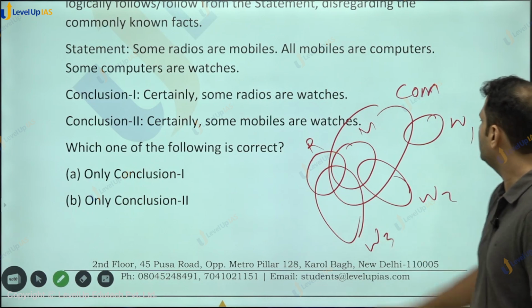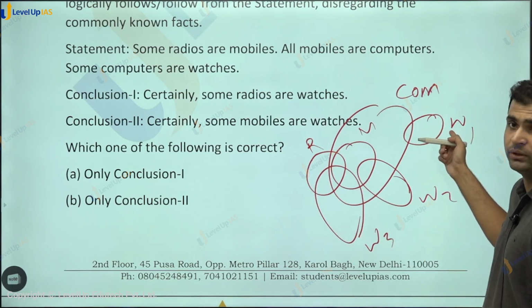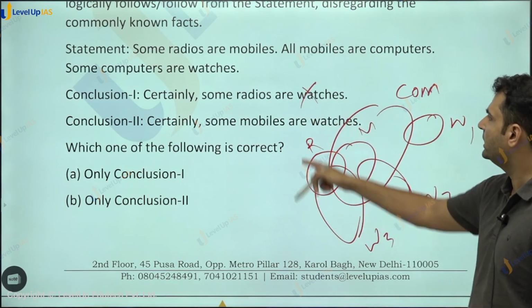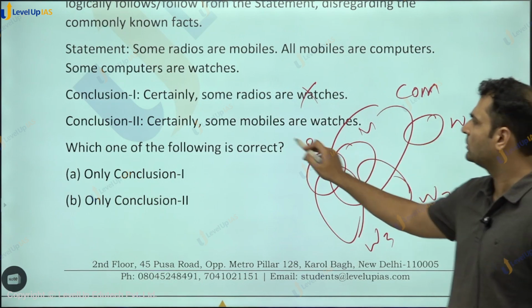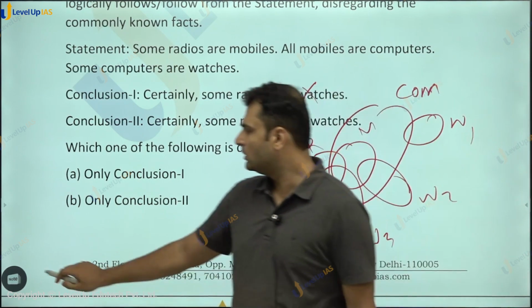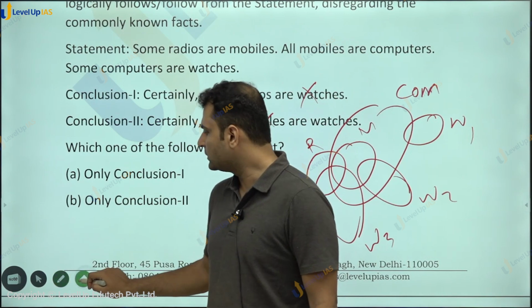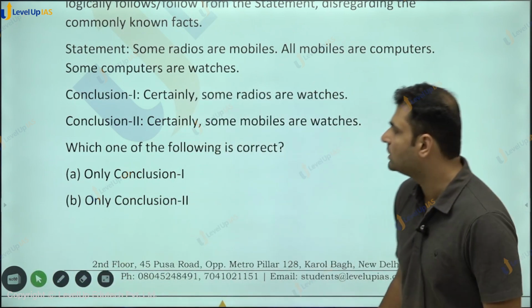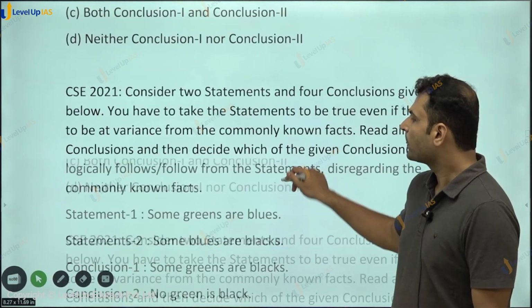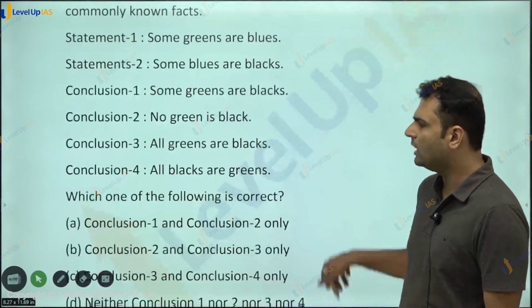First, some radios are watches. Not necessarily, we have this case where some radios are not watches. Next, some mobiles are watches. Again, we have this case where some mobiles are not watches. So both the statements are incorrect. For a conclusion to be correct, it has to hold in all possible cases, not just in some case. I hope you have understood how to do this.